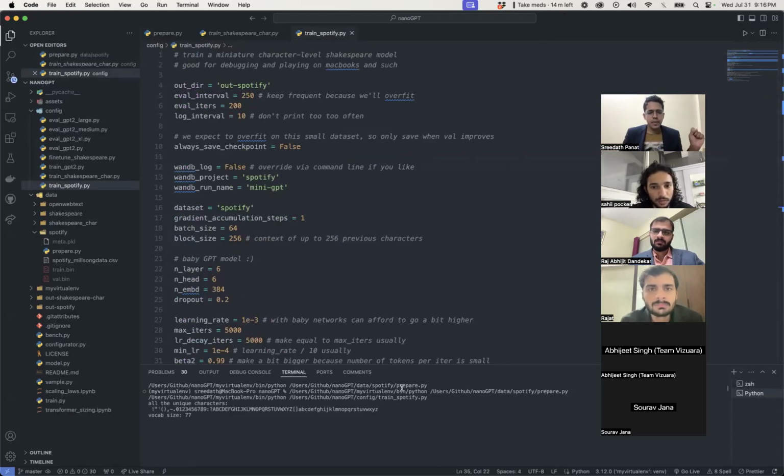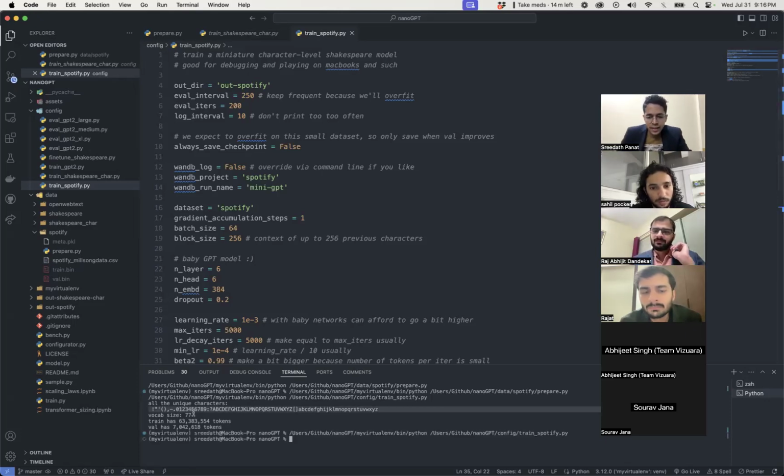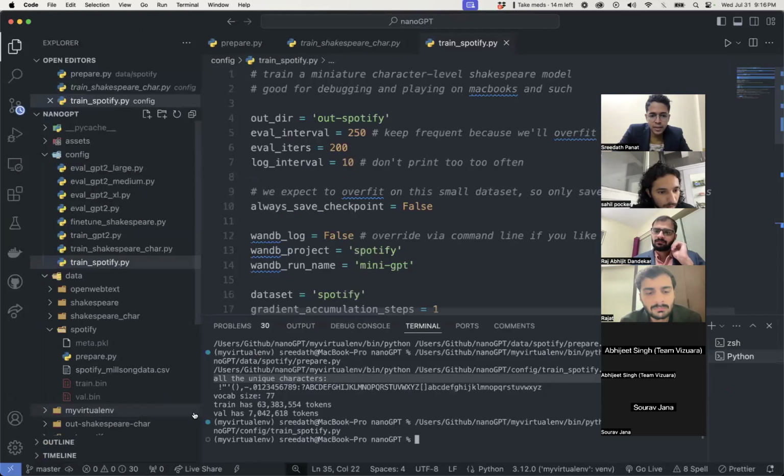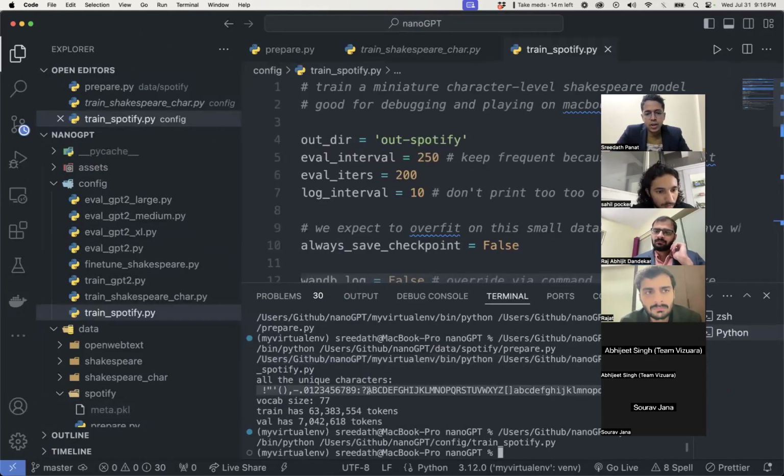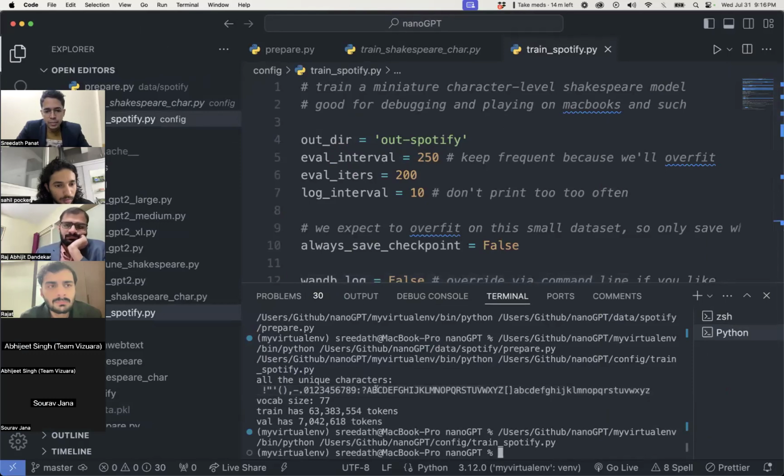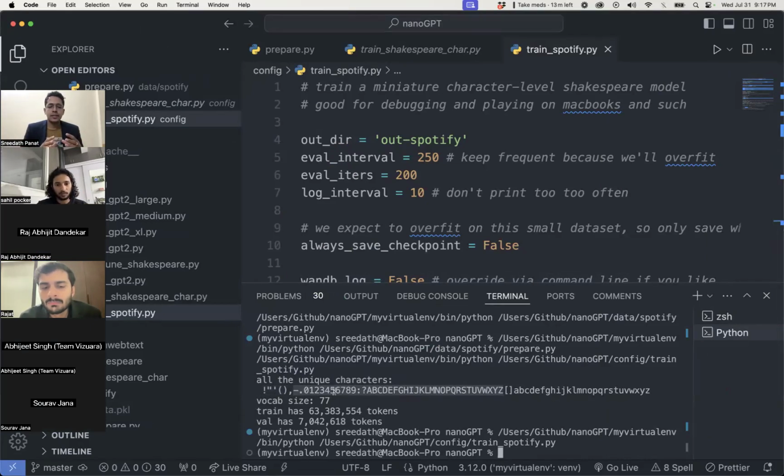Here, one thing I want you to note is, can you see this line? I don't know how big my screen font size is. There is a line called unique characters. What these unique characters are, you can see most of the English alphabets in capital here, most of the English alphabets in small letters, and a bunch of special characters and numbers. These are all the different unique characters appearing in our training dataset.